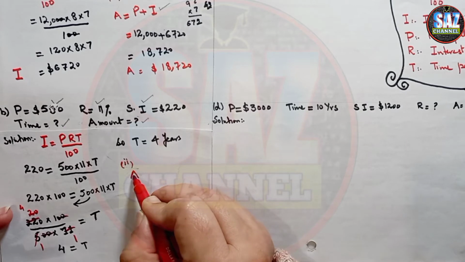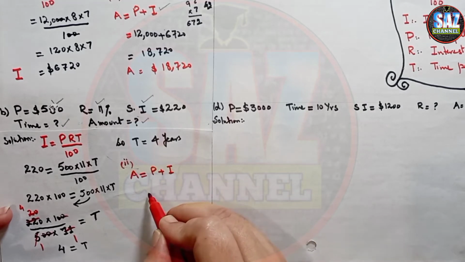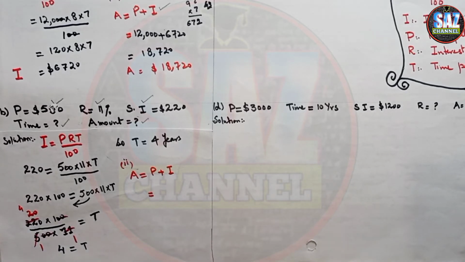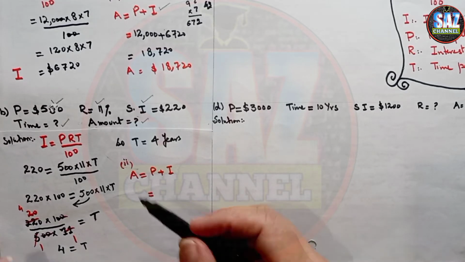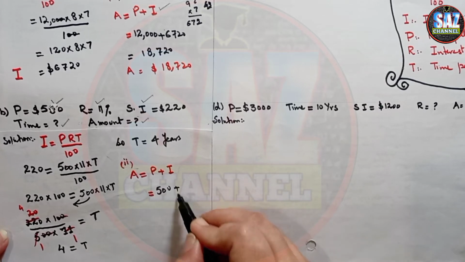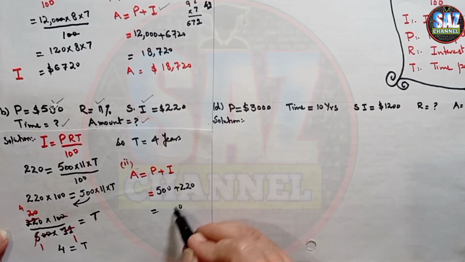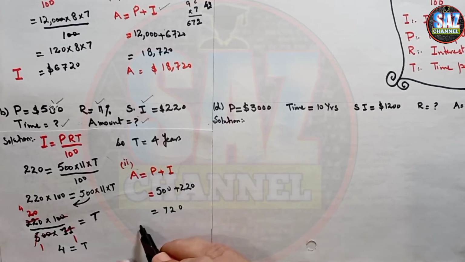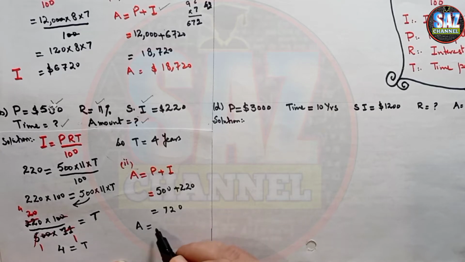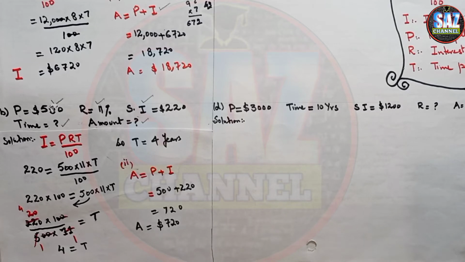We know that the formula for the amount is principal plus interest. The principal given in the question is 500 and the amount of interest is 220. That will give me 0, 2 and 720. So the amount for this question is $720.